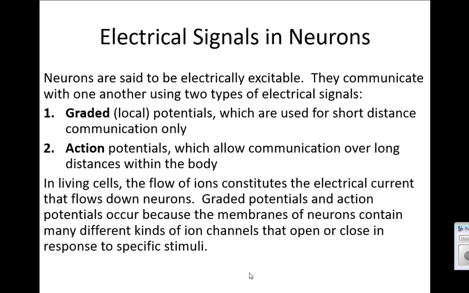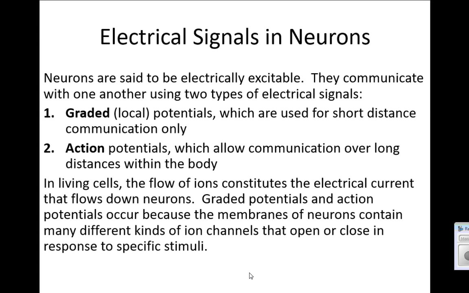Doesn't matter the type of neuron, they all have the capacity to communicate. And it's by electrical excitability, which means that they can flow ions in or out, changing that resting membrane potential. The two types of signals include graded or local, used only for short distance communication, and action potentials, which are much more complicated, allowing for communication over long distances within the body. We're not going to get to those today, but we'll talk about both of those on Wednesday.